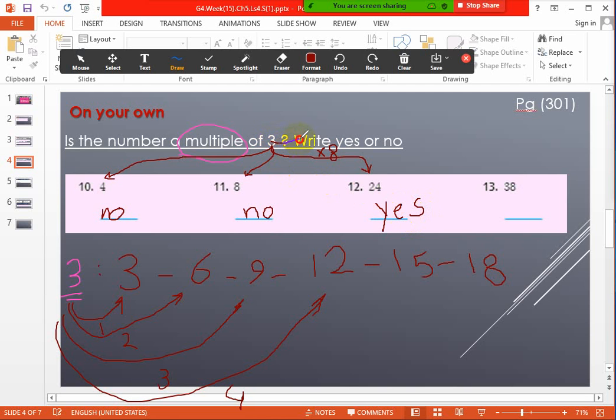Now, is there any number that, if you multiply it by 3, the answer will be 38? Do you have any number? No, I don't have any number. So the answer is no. Okay? So this is how I will know if this is a multiple or not. Okay, girls? Very easy. You just have to save the multiplication table to know it.